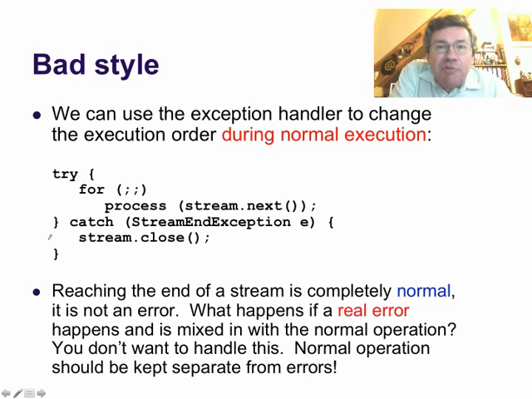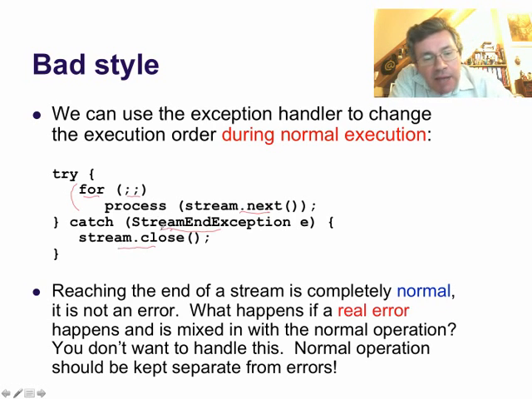We can use the exception handler to change control flow during normal execution, because it's just doing control. You're throwing, you're catching. You can use this for normal execution too. So here's an example. We have a try. Inside we have an infinite loop, a for(;;), which is an infinite loop. We process the next token in the stream. When there's a stream end exception, then we've reached the end, and then we close.